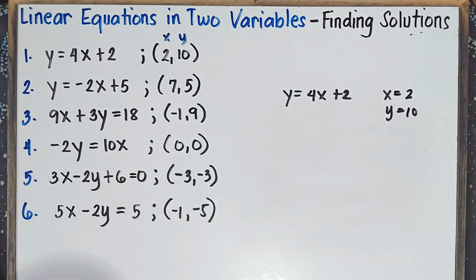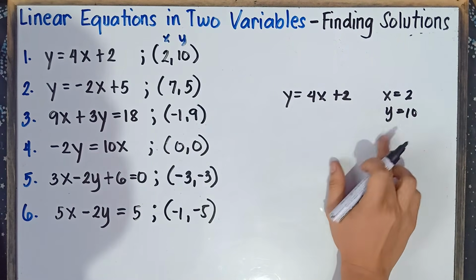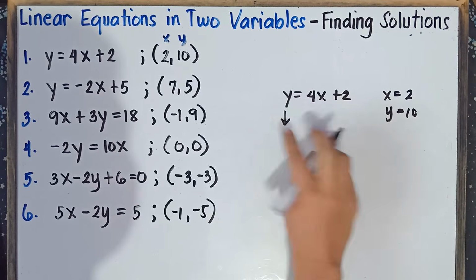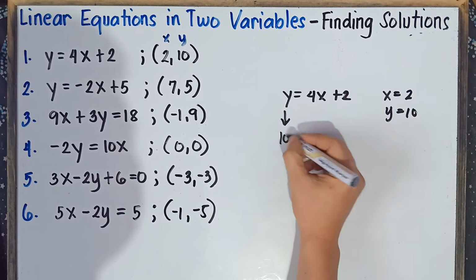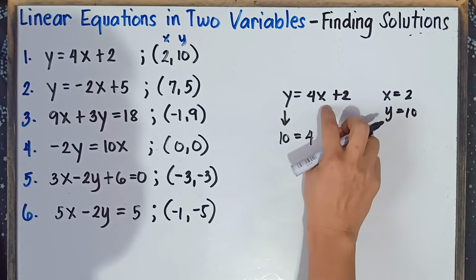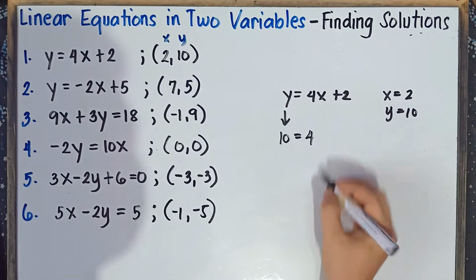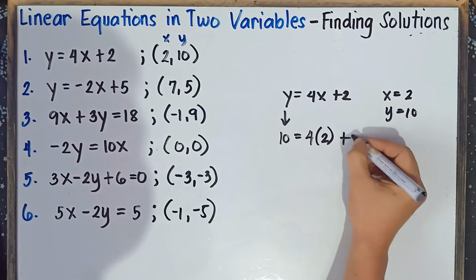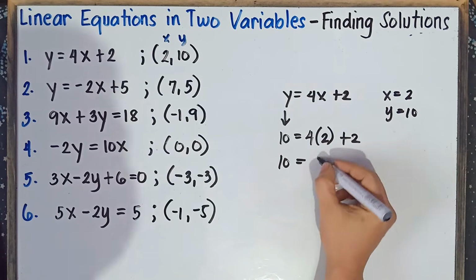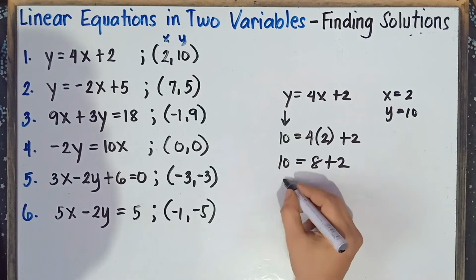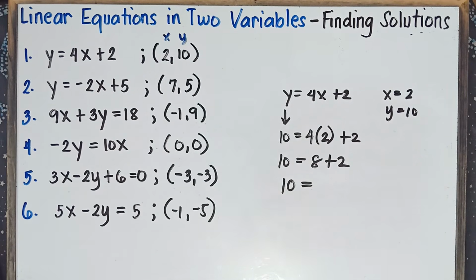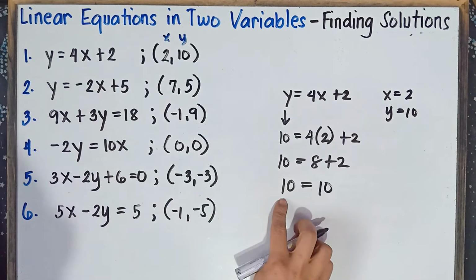Alright, so simply substitute the value of x and then the value of y. So the value of y, that would be positive 10. So this is 10 equals, copy 4. So if you have 4x, it means 4 times x. The x value, that would be positive 2. So 4 times 2 plus 2. So this is 10 equals 4 times 2, that would be 8 plus 2. So 10 is equal to 8 plus 2. What's the answer, class? That's correct. That would be 10. So 10 is equal to 10.